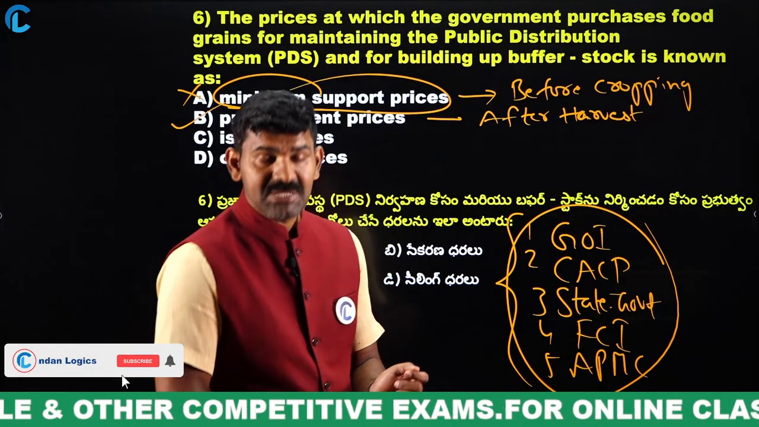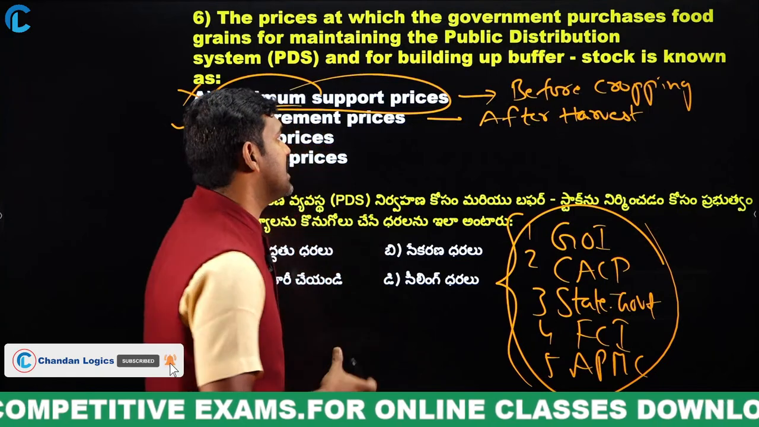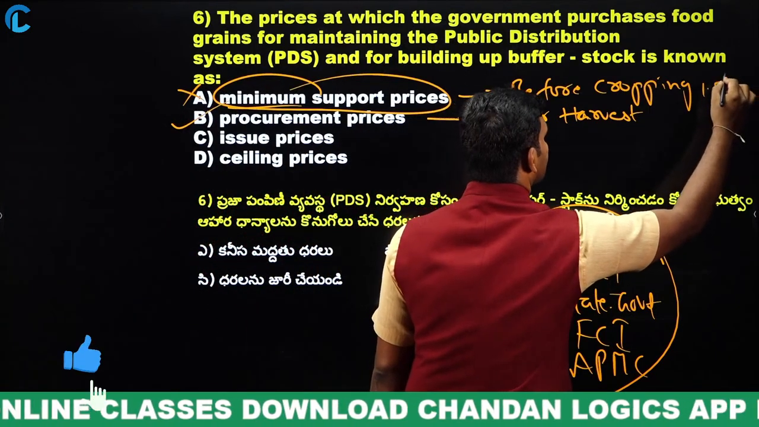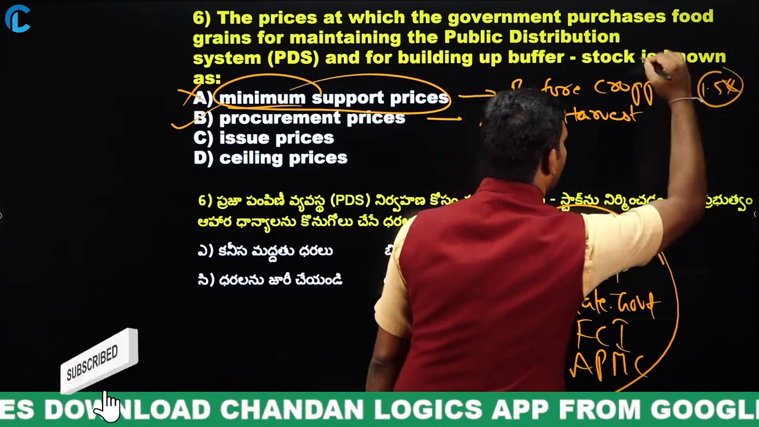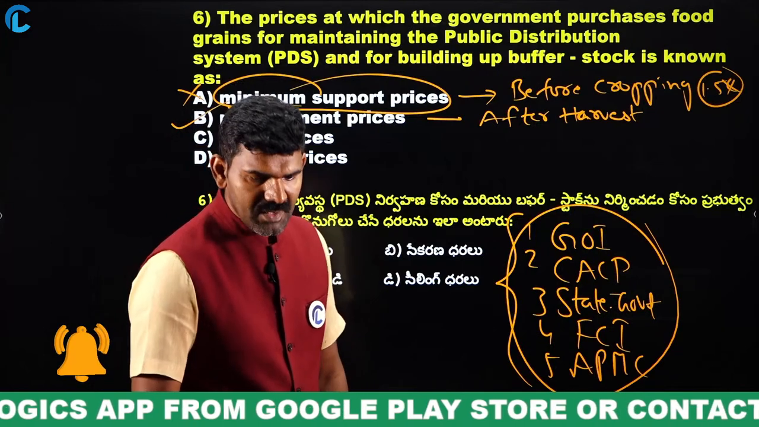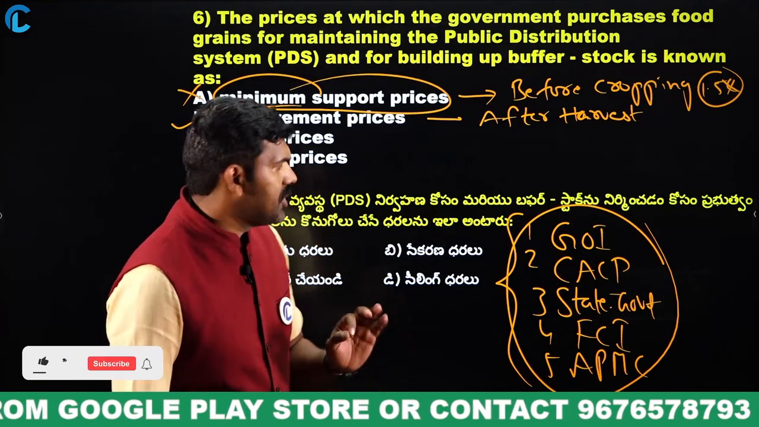Yes, they announce MSP every year, and MSP is generally targeted to be 1.5 times the production cost. 1.5 times the production cost is generally the MSP. Right? Okay? Do you all get this point?